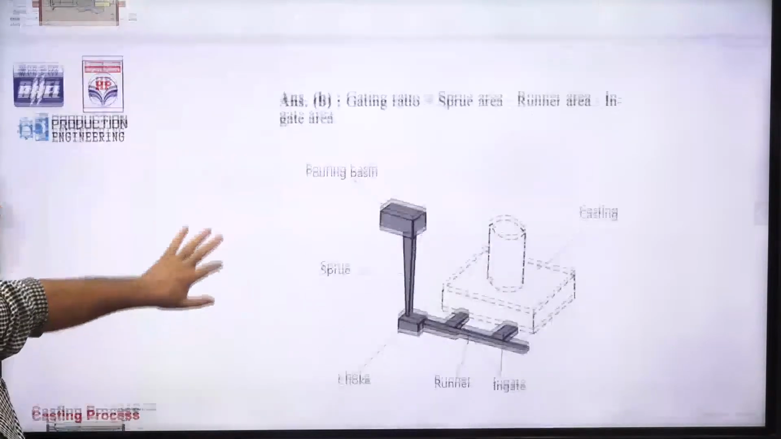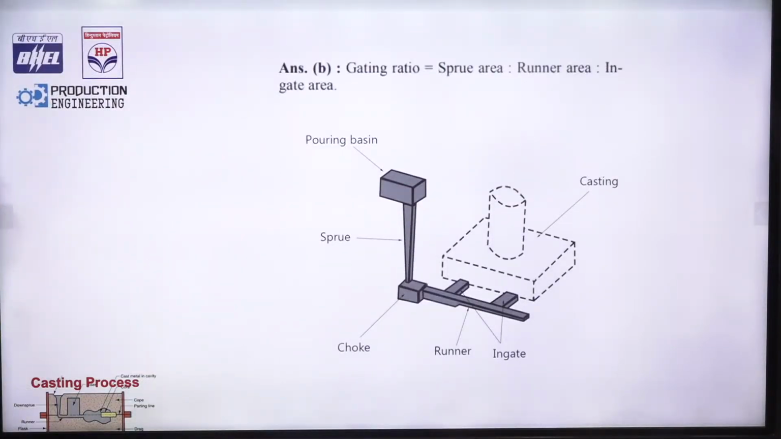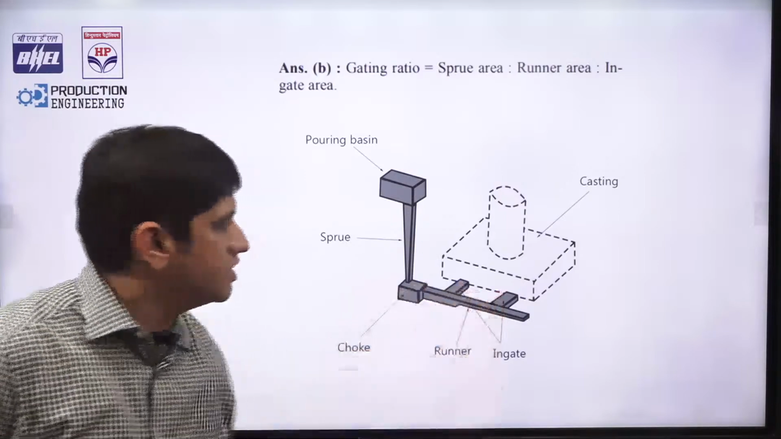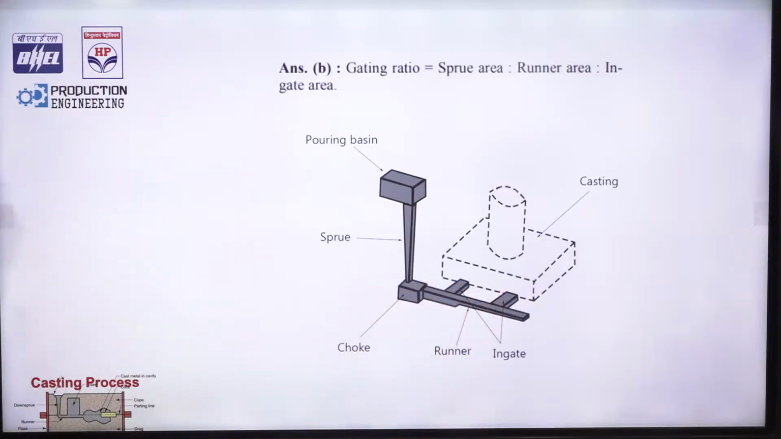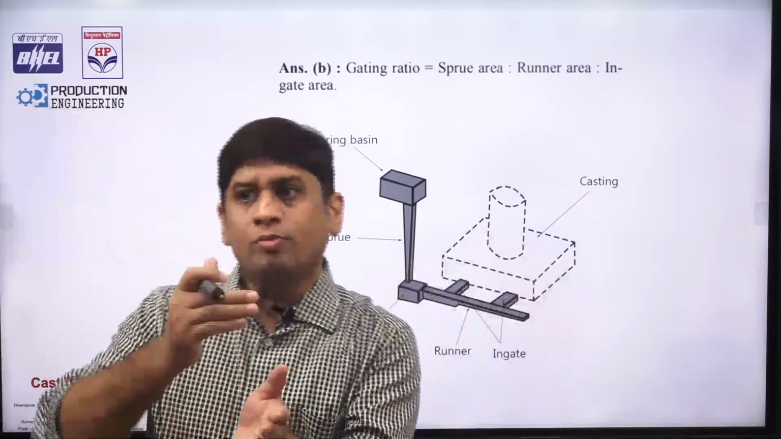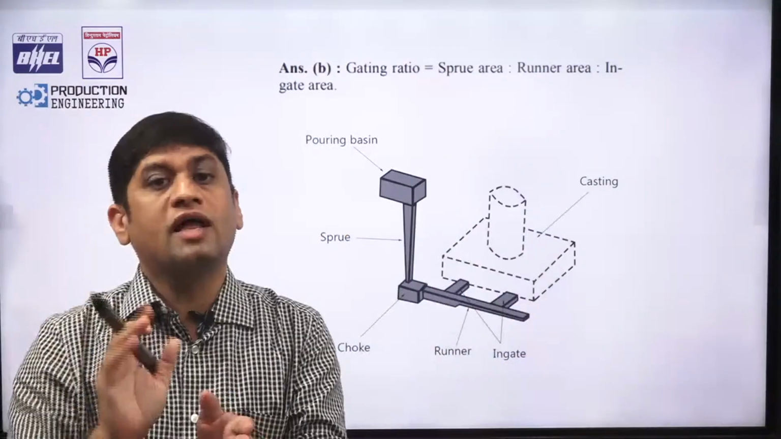Yes, the answer for this is B. Sprue, runner, ingate. Sprue area, runner, and ingate. So you understand this is a pouring basin, this is sprue, this is runner, and this is the ingate. So the ratio of these three, why do you design it? I told you, you design it for keeping the entire system in a pressurized state to maintain the flow, and also for directional solidification.